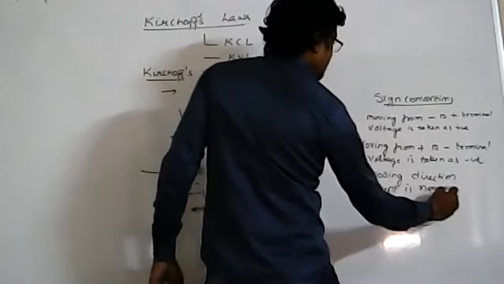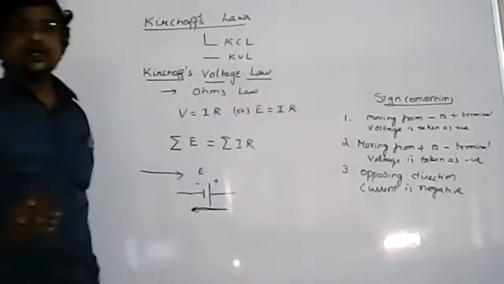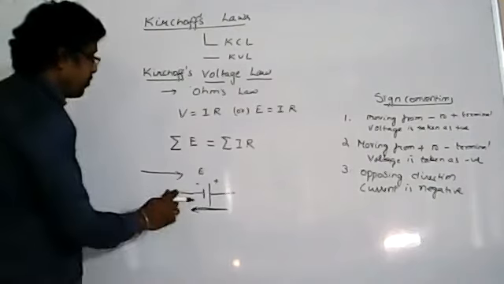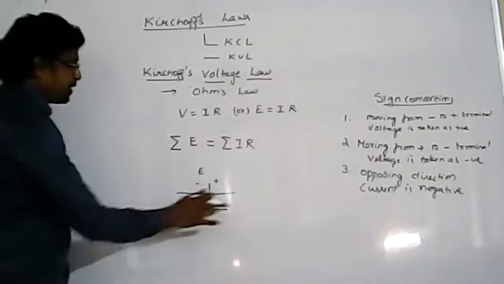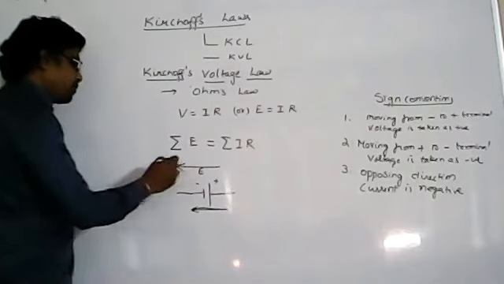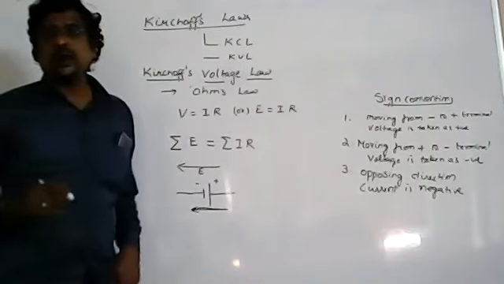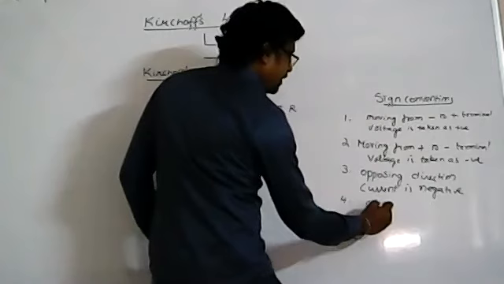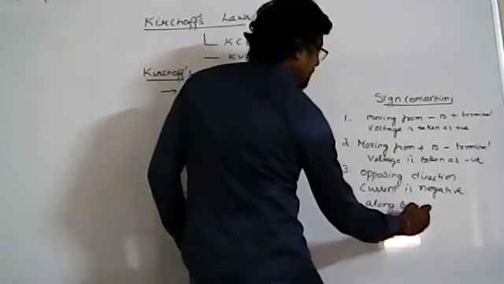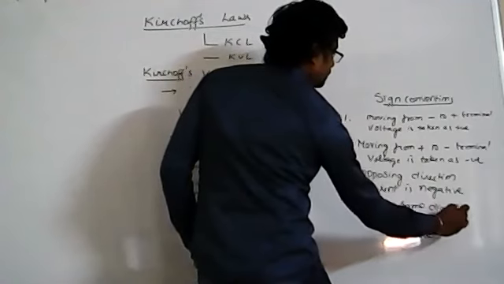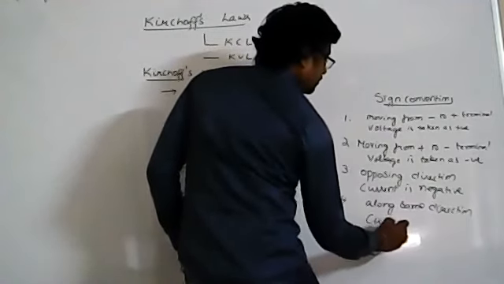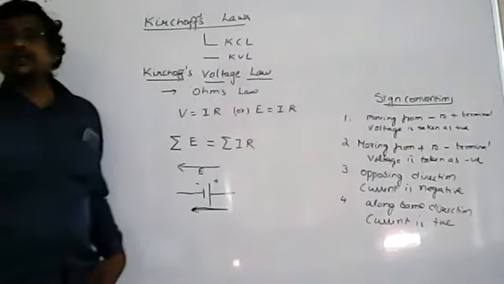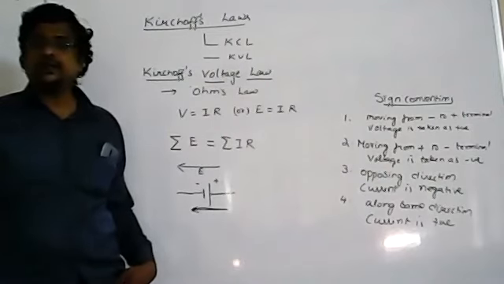the current is negative. If I am opposing the direction, the current is what? Negative. If the direction of current is this one, and I am also moving in the same direction, if I am moving along the direction of current, then I will get positive. Along the same direction, current is considered as positive.